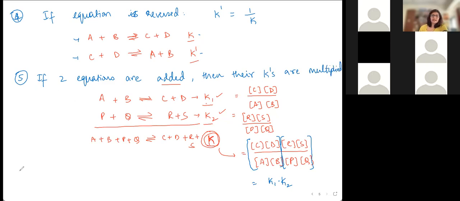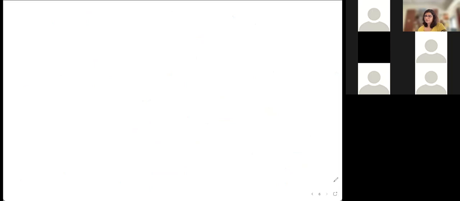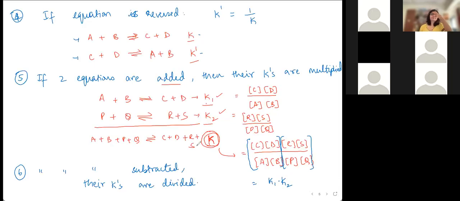And similarly, its counterpart, if two equations are subtracted, then overall, the K will be divided. Divided, yes. Okay. Then two more we have. Can you go back? Yeah, yeah.